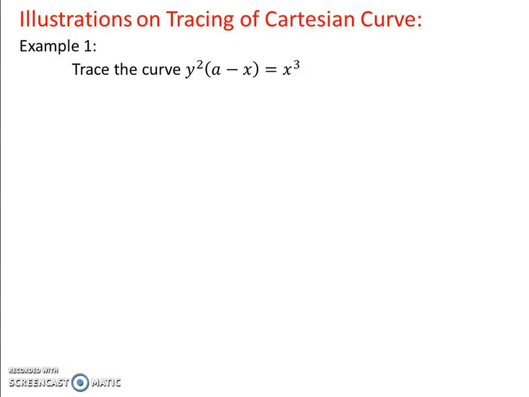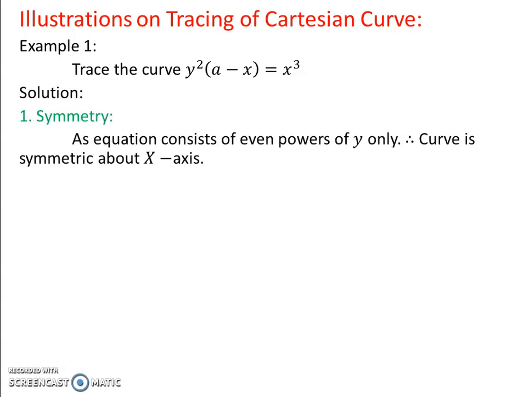First, if you observe the degree of y, there is only one term in y, and it is even. But if you observe the degrees of x, they are not even throughout. Therefore, this curve has even powers of y only, so it is symmetric about the x-axis. Second property: we can consider y² = x³/(a − x).